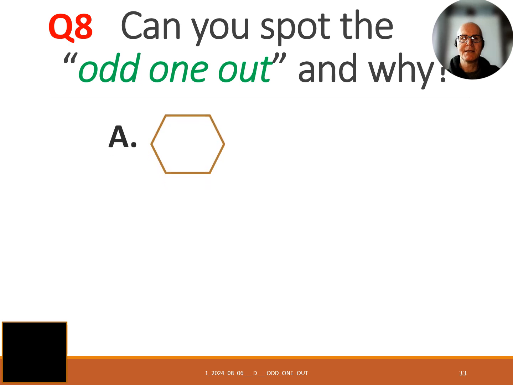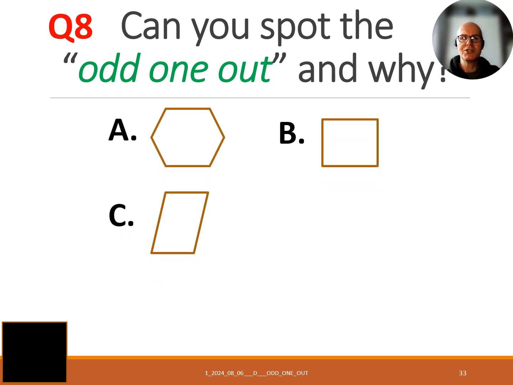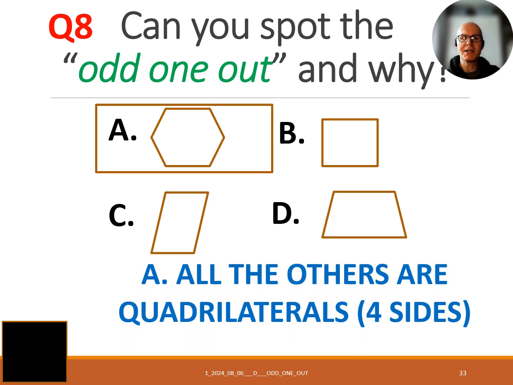Question 8. This shape, this shape, this shape, and this shape. What was the odd one out from these four two-dimensional shapes? That's right, it was A, because all the others are quadrilaterals, 4 sides, whereas A has got 6 sides, it's a hexagon.